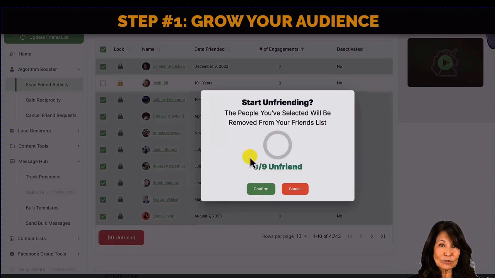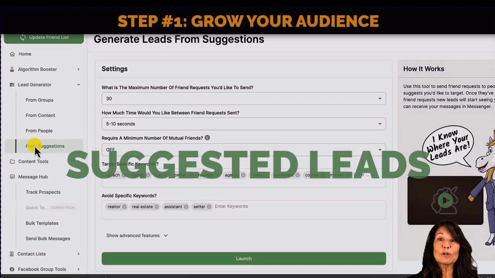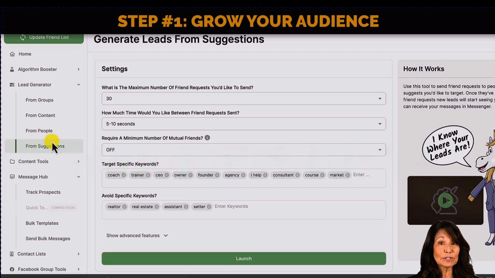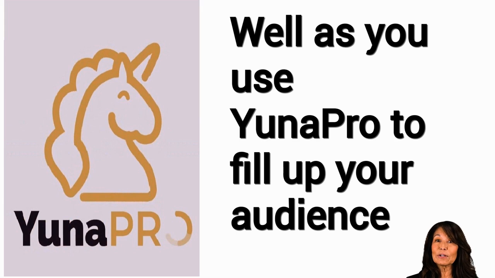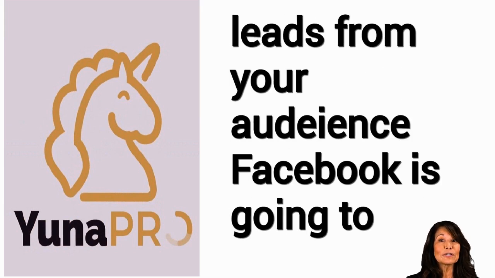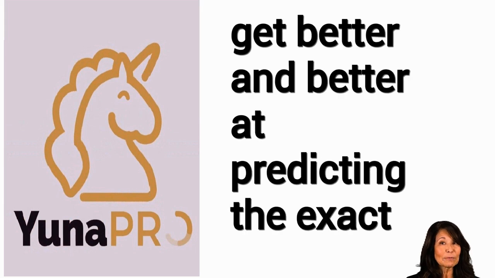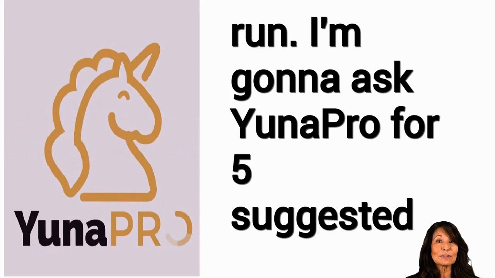Let's go back to lead generator, and I want to talk about this from suggestions. All the activity that you do on Facebook teaches Facebook what type of leads you want in your audience and what type of leads are interested in your offers. And those leads will start showing up here over in your Facebook suggestions. These are leads that Facebook thinks you might want to connect with. Well, as you use YunaPro to fill up your audience with ideal leads, and as you remove those dead leads from your audience, Facebook is going to get better and better at predicting the exact type of leads that you want.